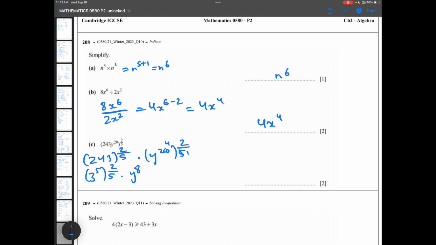Now 3 to the power 5 into 2 upon 5, this 5 gets cancelled with this 5. So we are left with 3 to the power 2, which is 9. So the answer is 9y to the power 8. This is our answer.